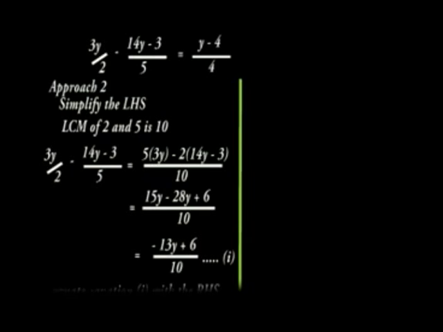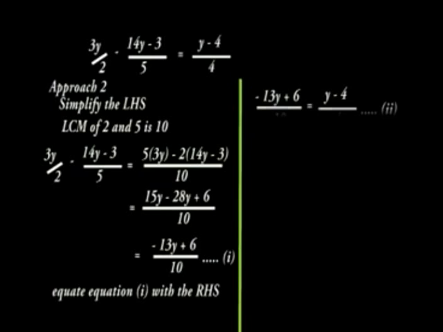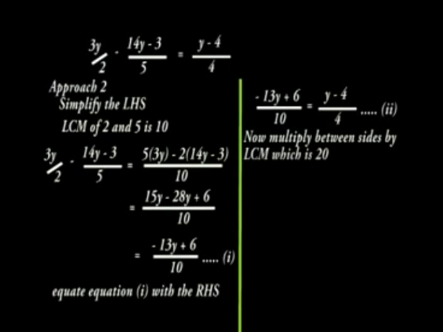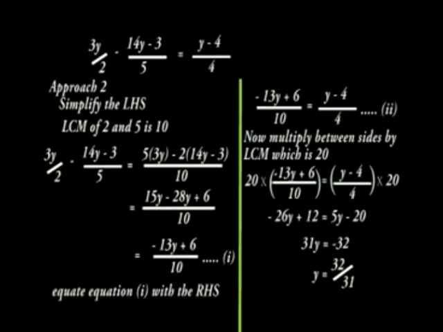Next, we equate equation 1 with the right hand side of the original equation. We have minus 13y plus 6 over 10 equal to y minus 4 over 4. Now multiply both sides by the LCM, which is 20, and we shall get y is equal to 32 over 31. Solve equation 2 by cross multiplication.